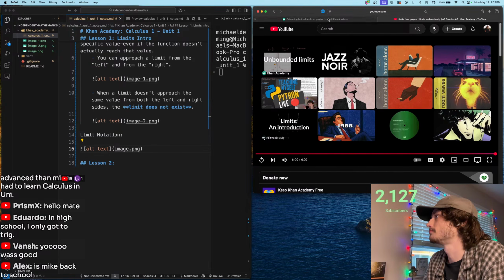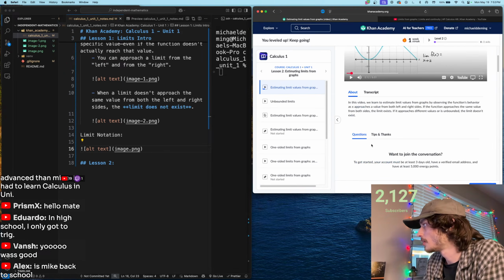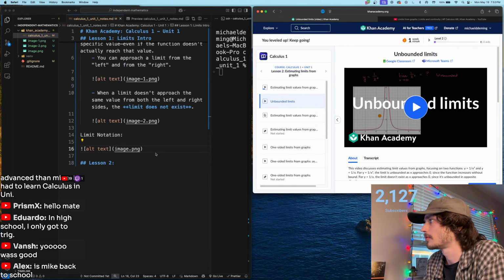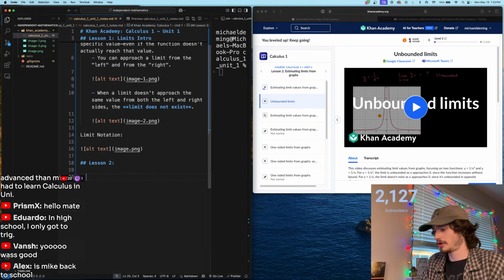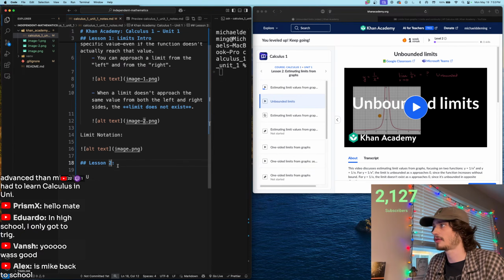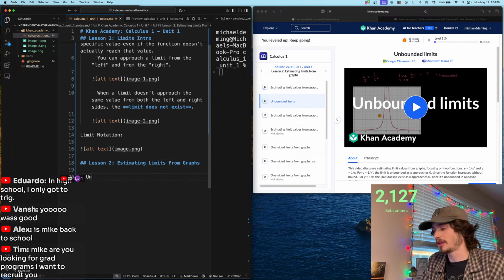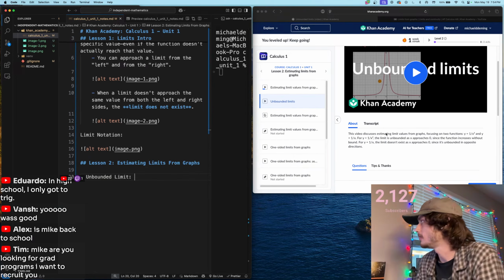Unbounded limits. Okay, so let's do here. Lesson 2 is on estimating limits from graphs, right? Okay, so you have an unbounded limit, which we're going to talk about.